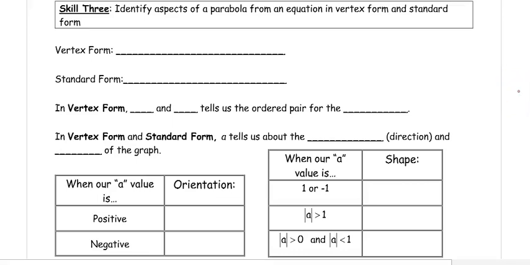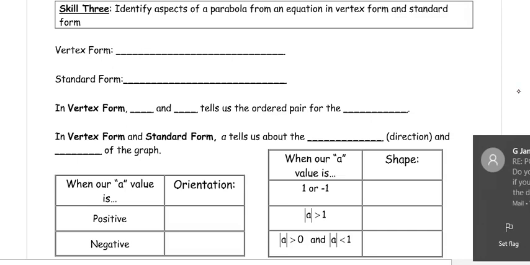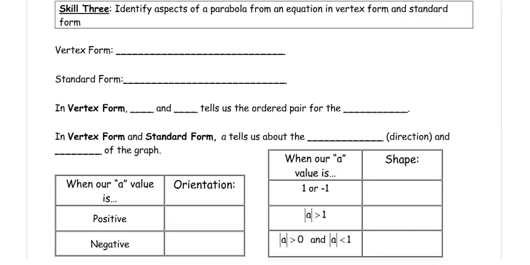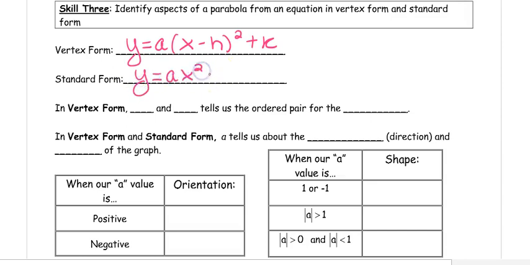Hello everyone, today we're going to be working on skill 3, which is to identify aspects of a parabola from an equation in vertex form and standard form. So the first thing we need to do is know what vertex form and standard form look like. Vertex form is y equals a times (x minus h) squared plus k, and standard form is y equals ax squared plus bx plus c.